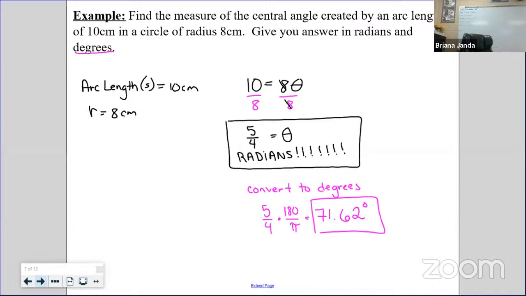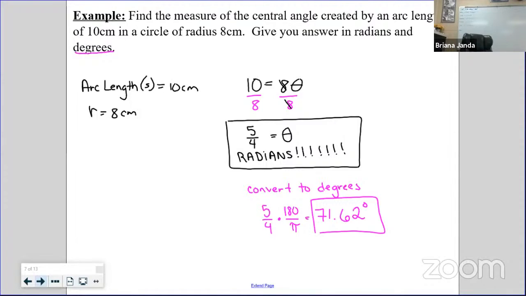People want to put a pi here, like out of the blue to convert. It didn't have a pi. It doesn't need a pi. That is just your answer in radians, and it seems like it's too easy, and I understand that. It's not. Don't do too much work. When you solve for theta, that is your answer in radians, and it probably won't have a pi.